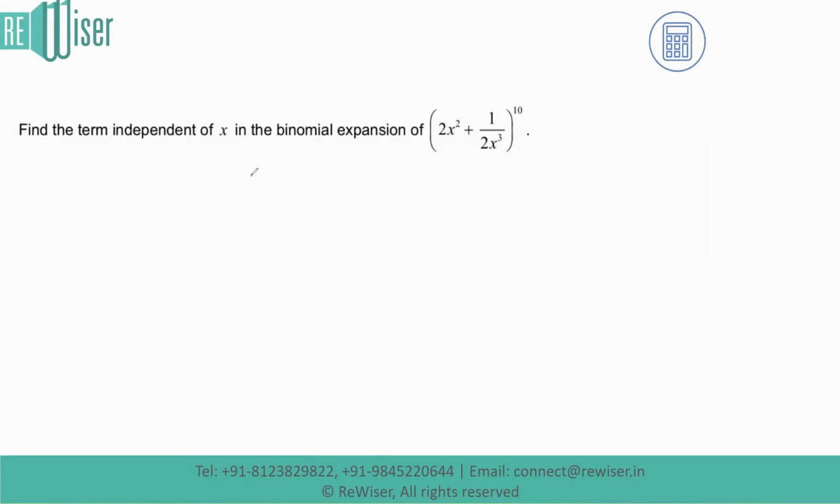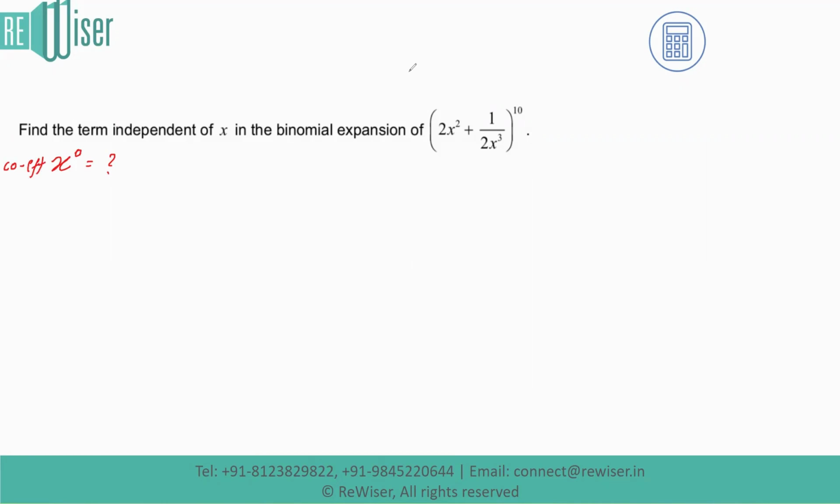Find the term independent of x. That means we need to find the constant term in the binomial expansion of (2x squared + 1 over 2x cubed) to the power 10. In other words, we need to find the coefficient of x to the power of 0.